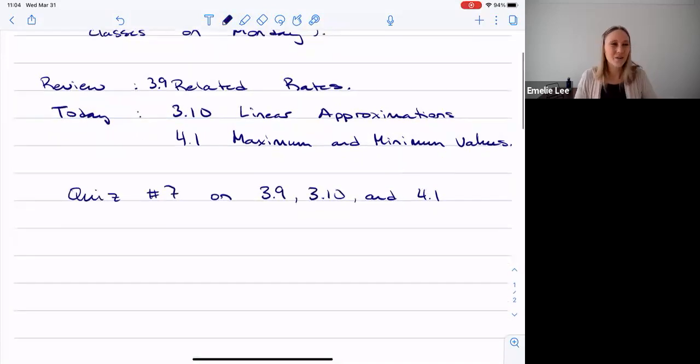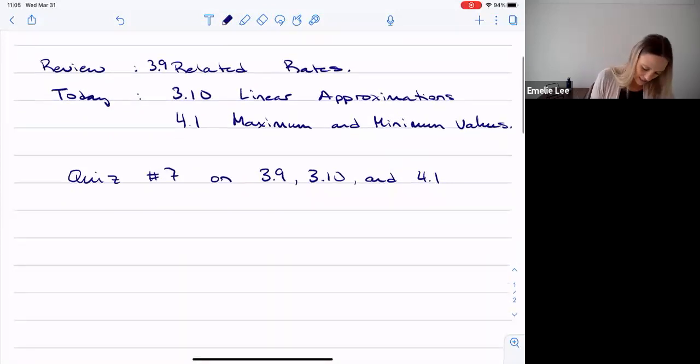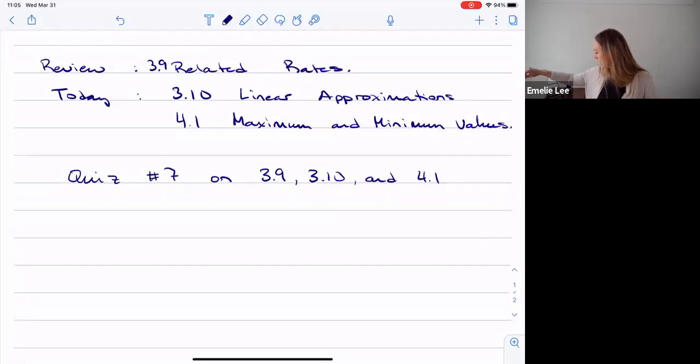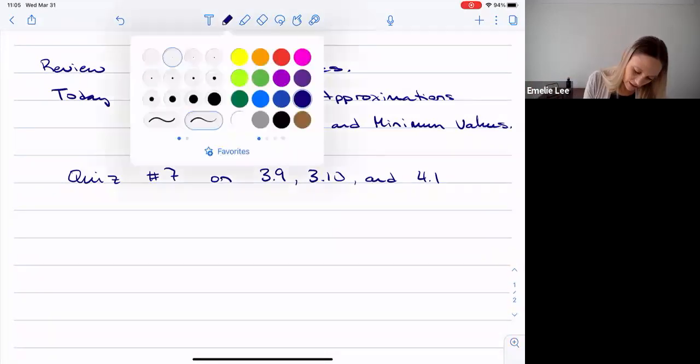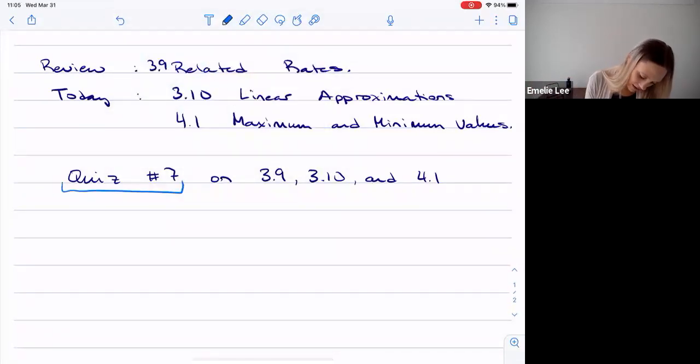Okay, so let's see here. All right, anything else that I wanted to talk about? I don't think so. We do have test 3, but test 3 isn't until the 14th. So quiz 7 is going to be this week.